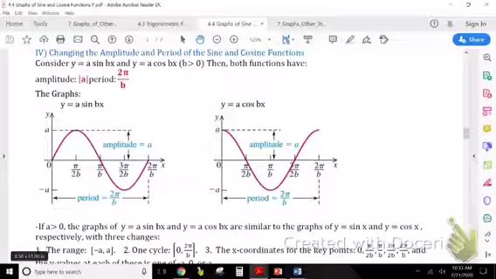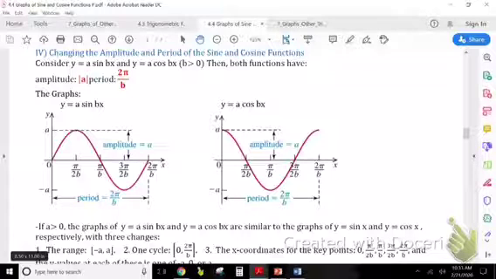4.4 Part 4 talks about changing the amplitude and the period of the sine and cosine functions. So remember, we said amplitude is the absolute value of A, and for sine and cosine, we said their period was 2 pi, correct? But that's when our B value is 1. That's of our parent function. So when we have transformations going on, our period is really 2 pi over B. In our parent functions, B was 1, so that was no big deal.